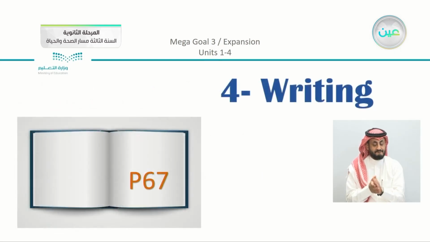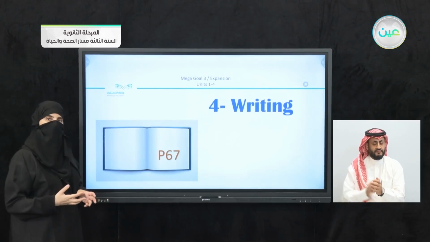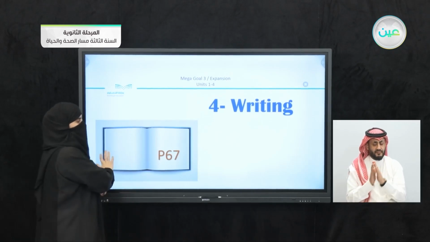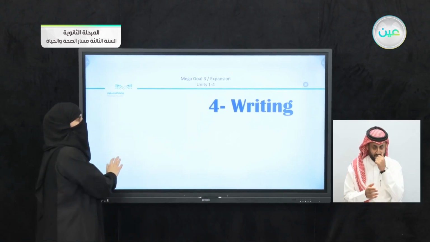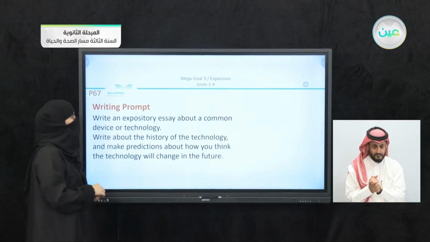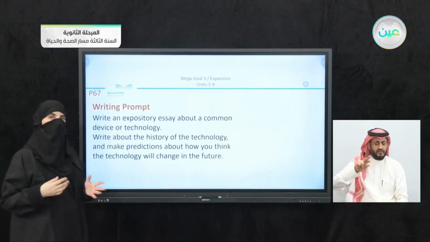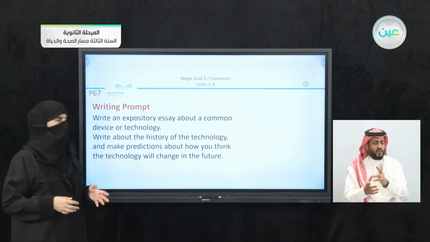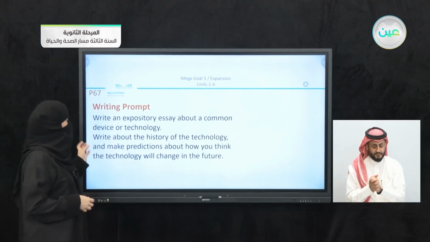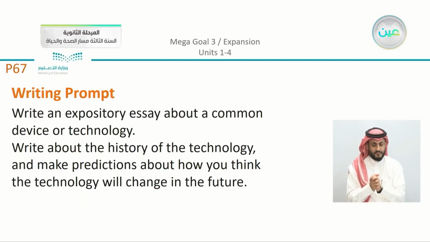Now going back to the idea of writing. We have here writing on page number 67. We are going to see what we have here. Now we have here writing prompt. We did write different essays throughout the units, but we are going to see what we have next. Now write an expository essay. Do you remember the word expository? Expository essay about a common device or technology.